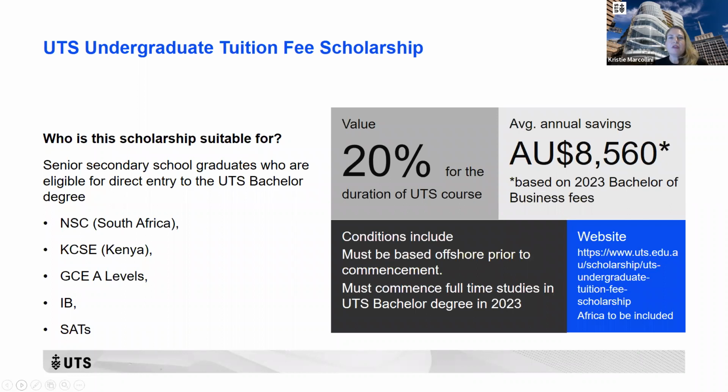Here I've given a quick breakdown of the undergraduate tuition fee scholarship. As I mentioned, it's valued at 20%. I've listed here some of the common qualifications that we see students receiving this scholarship with. There's also a breakdown of the Australian dollar value, which is 8,560 each year. That's based on the Bachelor of Business tuition fees for 2023.